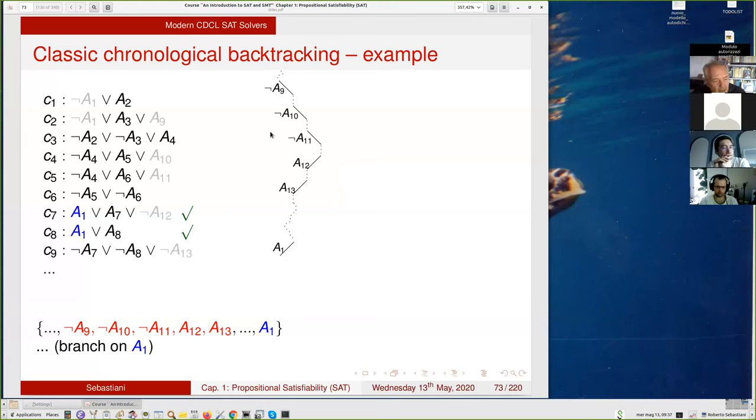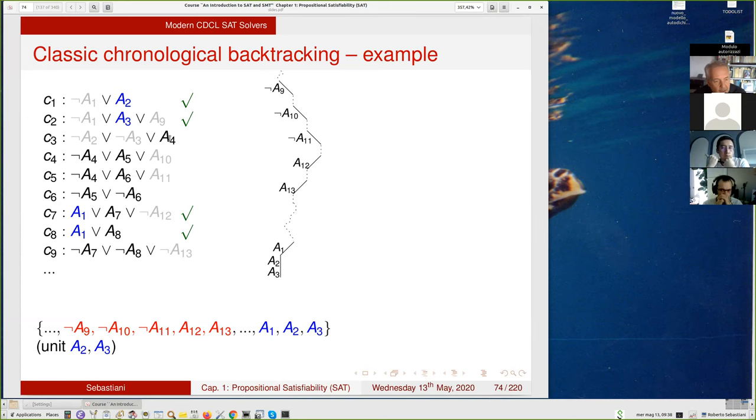Okay, by assigning A1 to true, these two clauses are made true, and those two clauses here become unit. So you unit propagate them. You apply unit propagation, and by assigning A2 and A3 to true, you make A4 unit, this clause unit. Please interrupt me if there is anything you don't understand. I assume everything is clear so far, right?